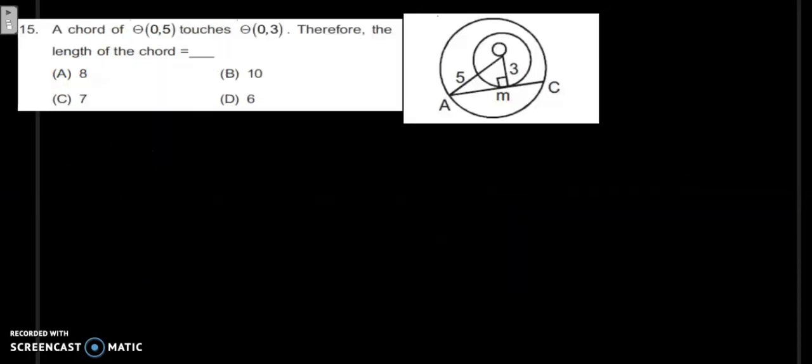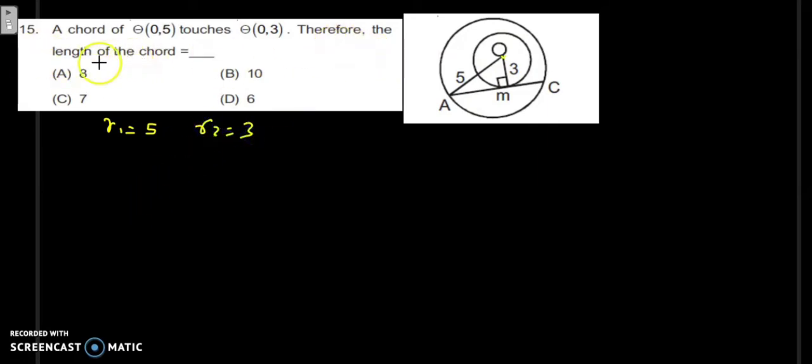Understood? Very easy question. A chord of a circle with center O, 5. So this is center O, and the radius will be 5, so R1 equal to 5. Then the second circle has center O, the same center, but radius is 3, meaning a concentric circle.